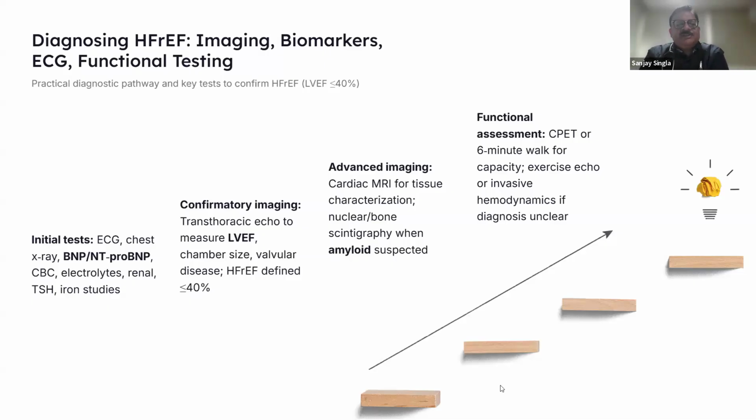HFrEF is a standard level of 40%. We can also do the patient's GLS and other systolic imaging patterns. Advanced imaging, cardiac MRI, can be used if amyloid is suspected, but amyloid should always be suspected if we have a GLS pattern of apical sparing. Functional assessment like 6-minute walk test or exercise echo. I don't think many of the patients will be able to do exercise echo.